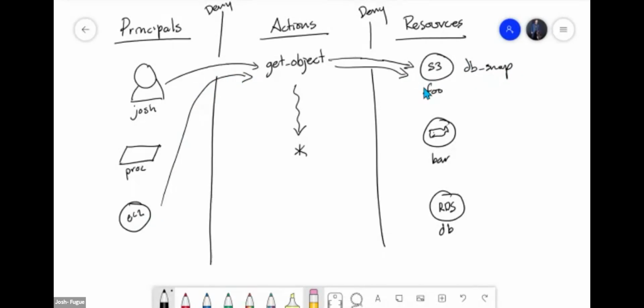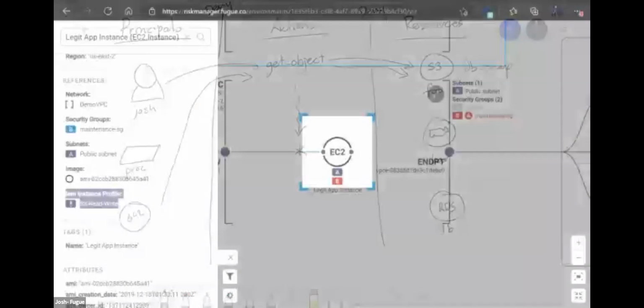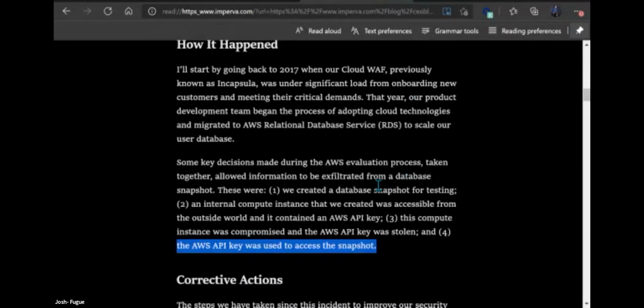So the question is, how did the hacker get into the EC2 instance in the first place to steal the API keys? We do not know. The short answer is we have to guess, because the detail we got was simply that this compute instance was compromised. So that's not super detailed. There's lots of ways that could happen.